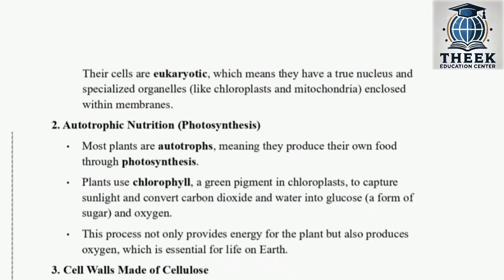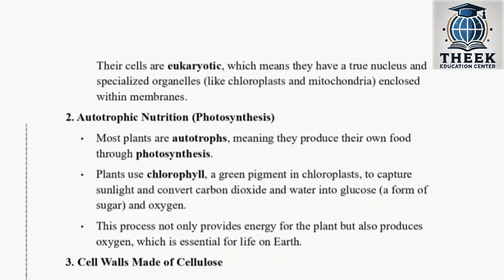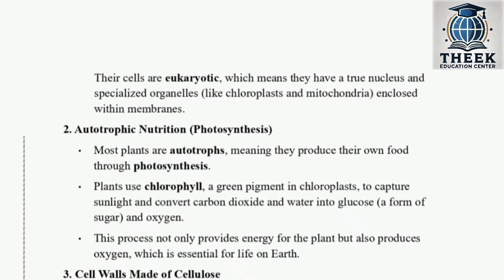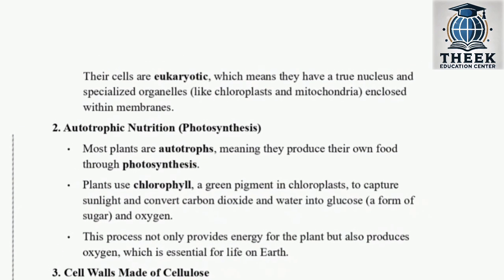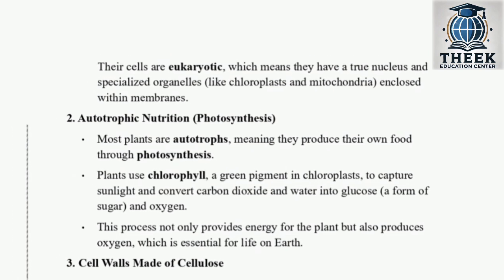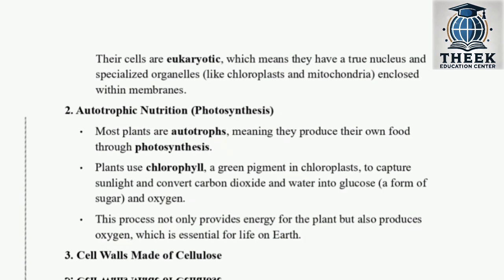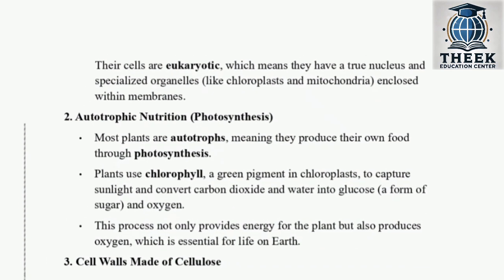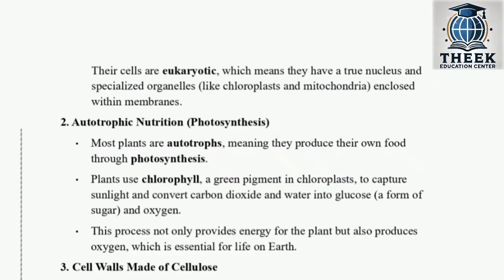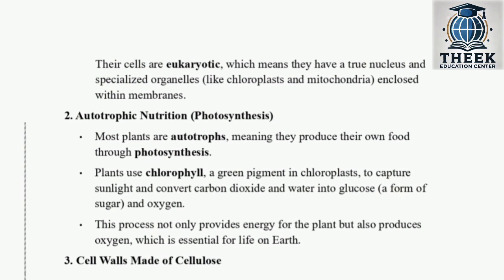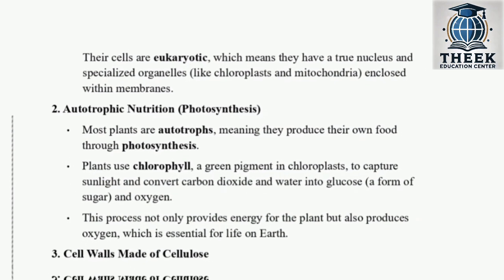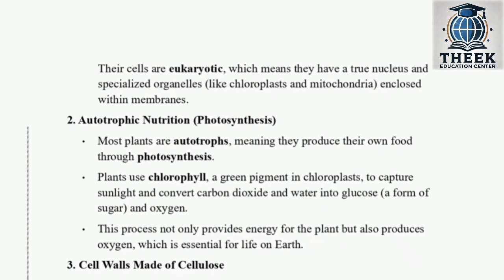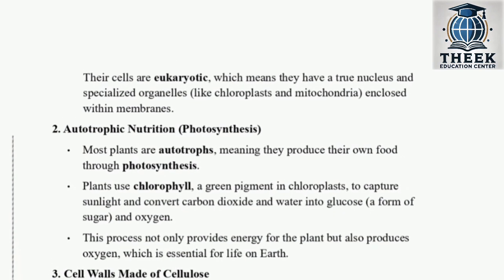Their cells are eukaryotic, which means they have a true nucleus and specialized organelles like mitochondria and chloroplasts. And these cells are enclosed within a membrane. That's why I say they are eukaryotic. The nuclear content is enclosed with a nuclear membrane.